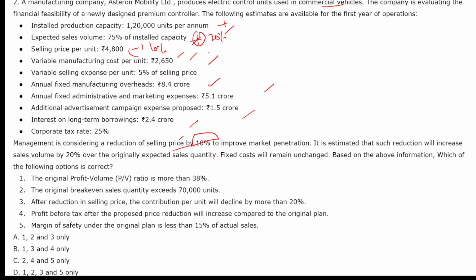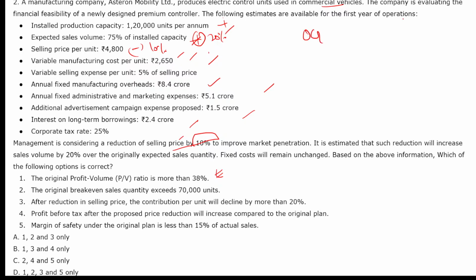Fixed cost will remain unchanged. Based on the above information, which of the following options is correct? The original profit volume ratio is more than 38%. So let's calculate the original values and the new values. Both the things we can calculate. Installed capacity is 1.2 and expected sales is 75% of 1.2, which is 90,000, right?